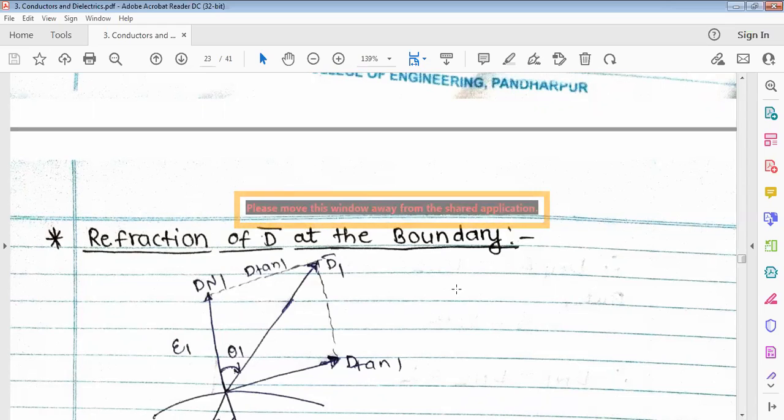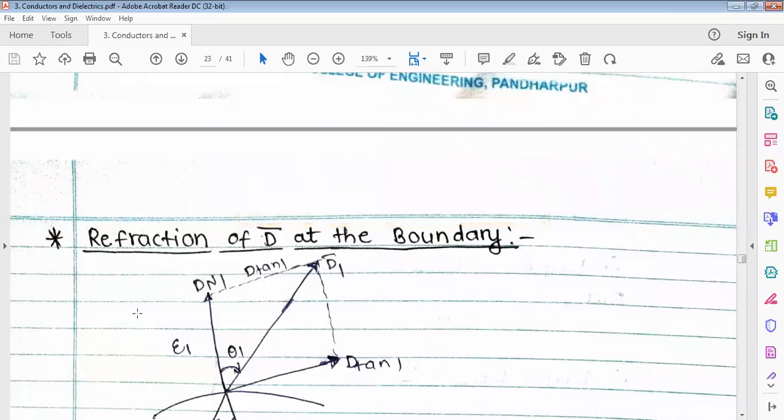Cos theta 1 from this triangle, what is cos theta 1? Yes, anyone, what is cos theta 1? Hello, what is cos theta 1?